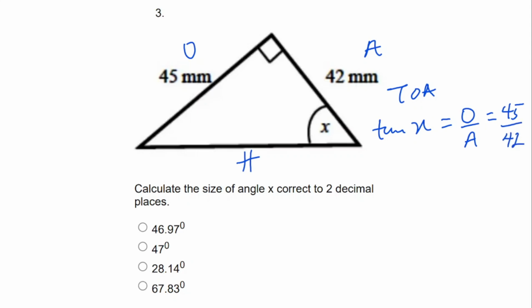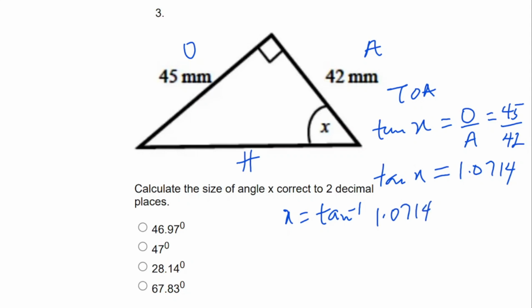So we go to our calculator again. We do 45 divided by 42. That will be 1 point something divided by 42. So that gives us 1.0714. Okay, good. So that is tan x. It is x we are looking for, so x equals arctan 1.0714.